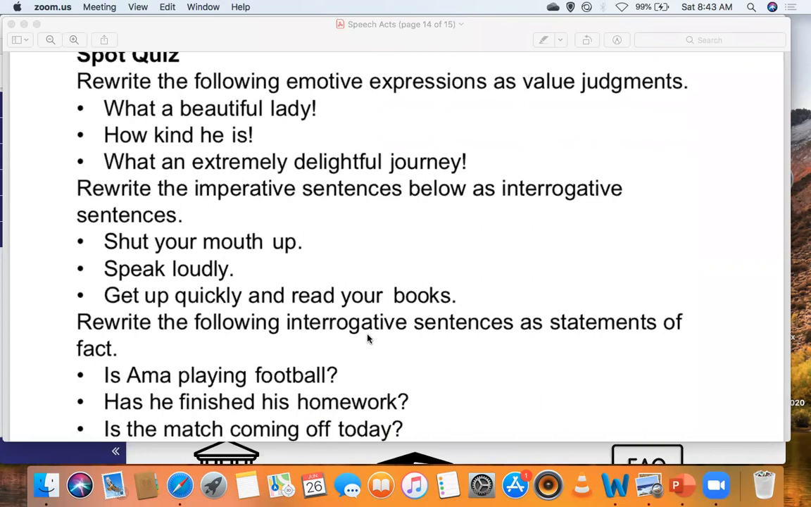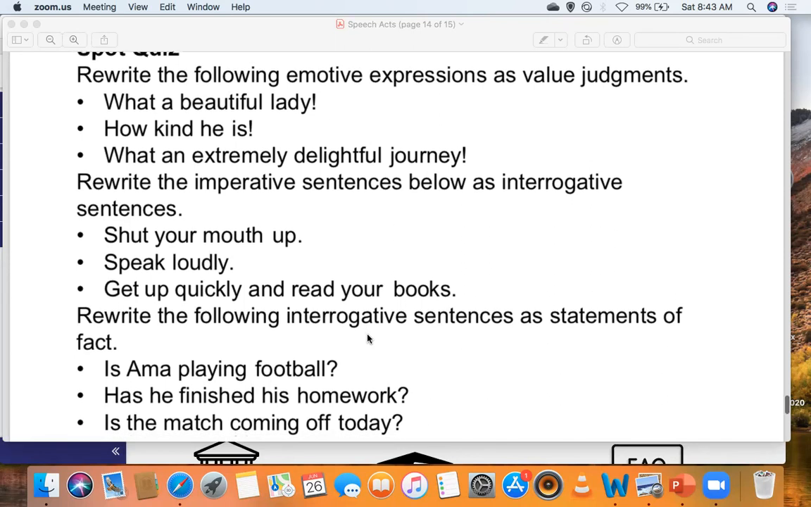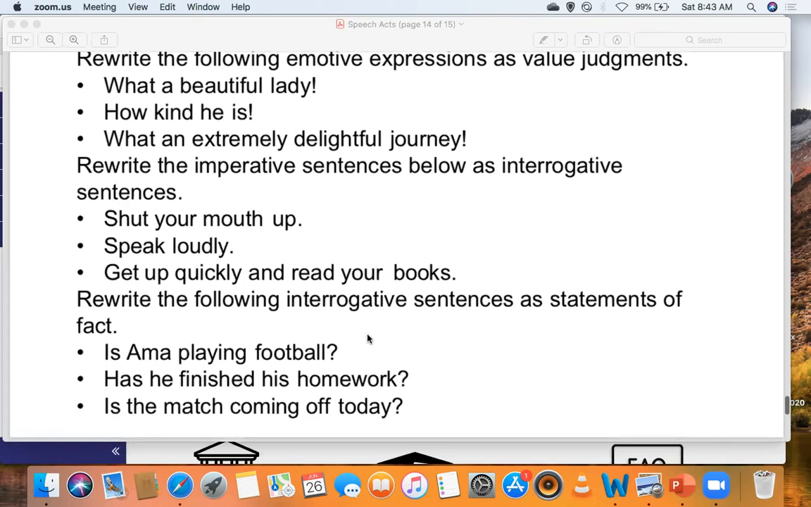Rewrite the imperative sentences below as interrogative sentences. So convert from imperative to interrogative. Edna, the first one, shut your mouth up. Convert to interrogative. Then Charity, you take the second one. Bernard takes the third one. Okay, sir. Will you shut up your mouth? Then Charity, second one. Will you speak loudly? And Bernard, the third one. Will you get up quickly and read your book?